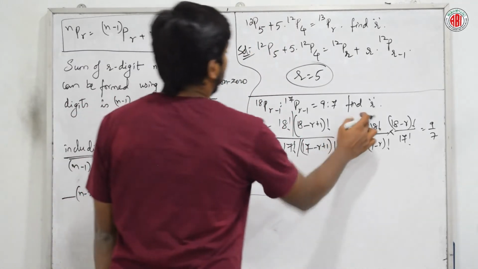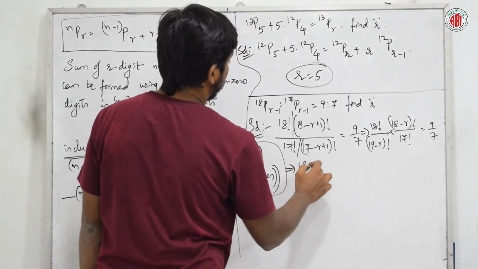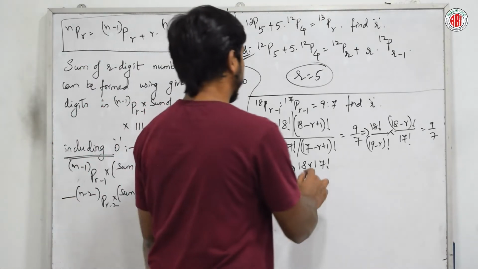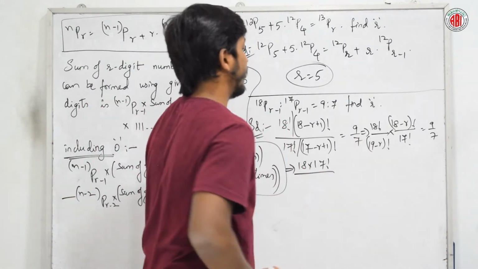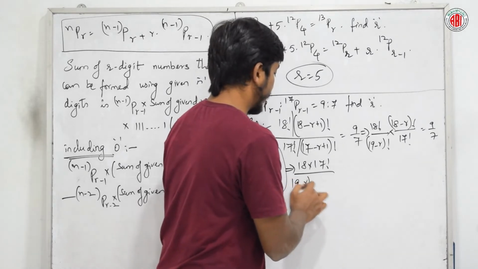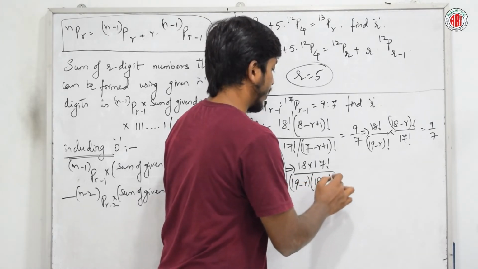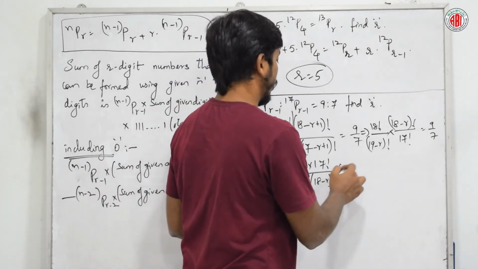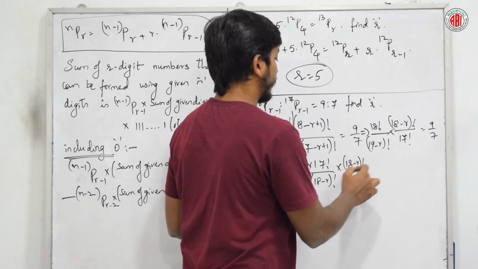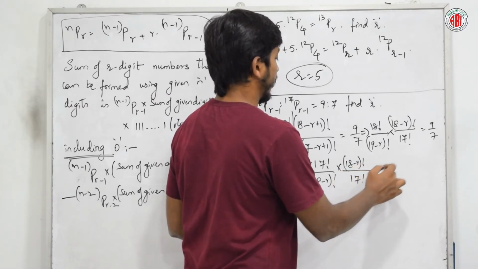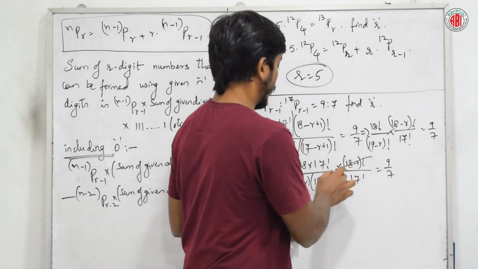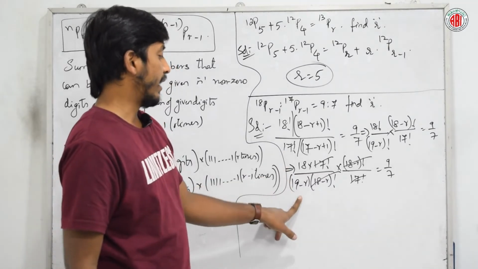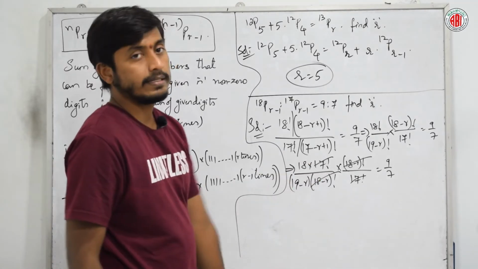What do we get? Can I write 18 as 18 into 17 factorial? Yes. Next, 19 minus r can be written as 19 minus r into 18 minus r factorial. Is it possible? Yes. Next, into 18 minus r factorial by 17 factorial, that is 9 by 7. These both will get cancelled. These both will get cancelled. The left out is 18 by 19 minus r is equal to 9 by 7.